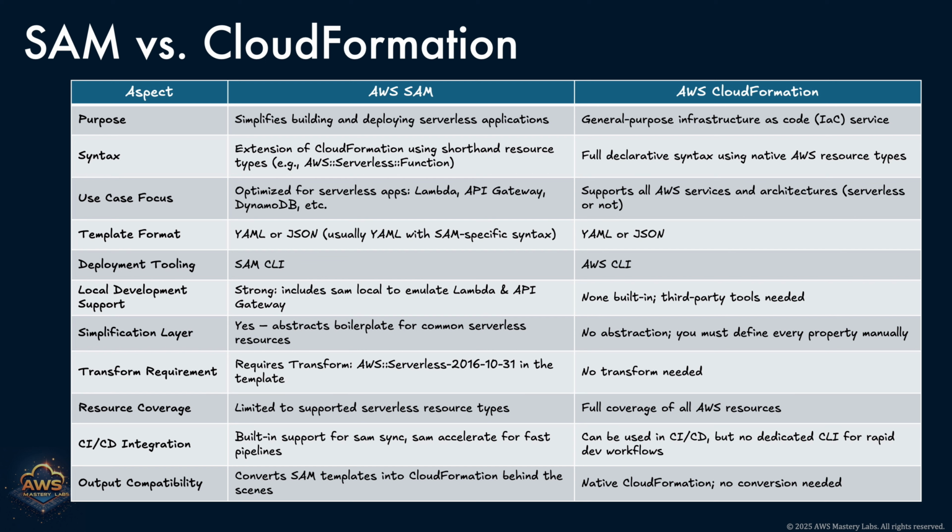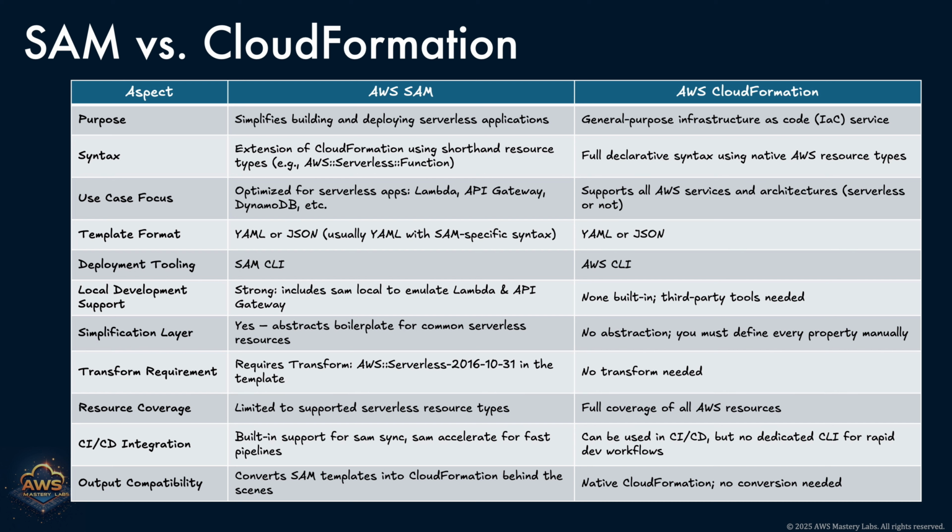When it comes to defining infrastructure as code on AWS, both CloudFormation and SAM are powerful tools, but they serve slightly different purposes. AWS CloudFormation is the foundational service. It allows you to define and provision virtually any AWS resource using a declarative YAML or JSON template. It's highly flexible and covers the full spectrum of AWS services, from EC2 and VPCs to S3 buckets and IAM policies. However, this flexibility comes with verbosity. You often have to write dozens of lines just to configure something as simple as a Lambda function.